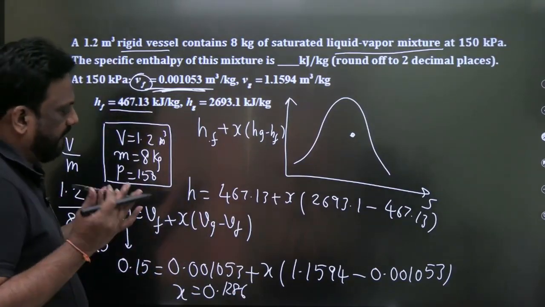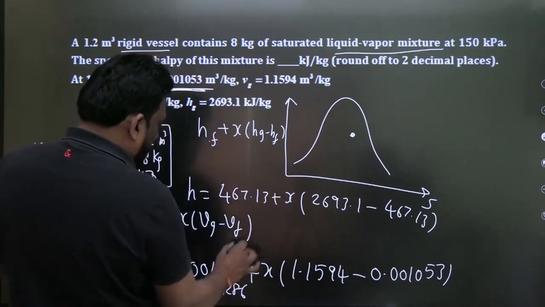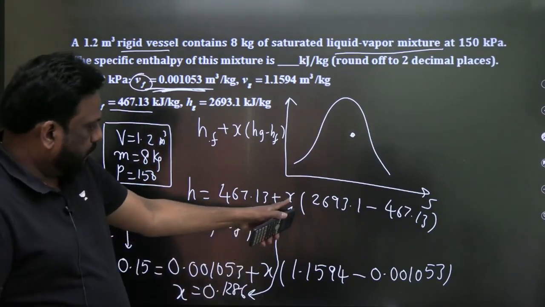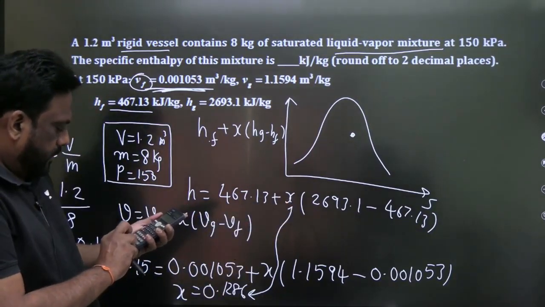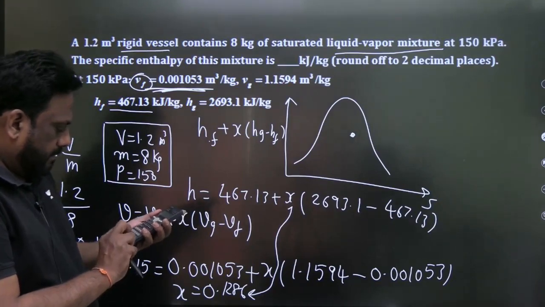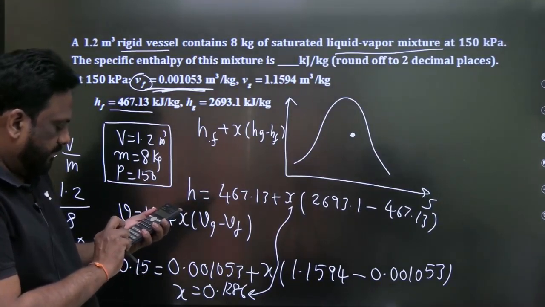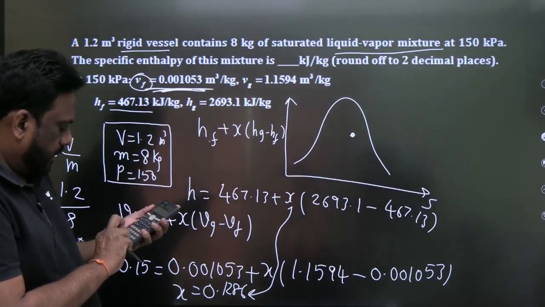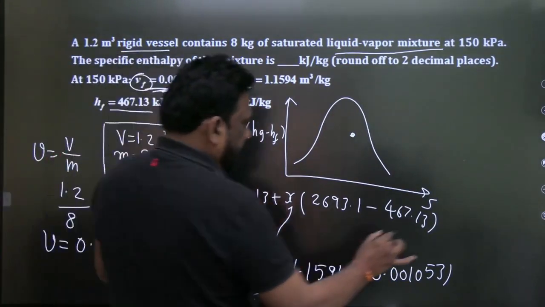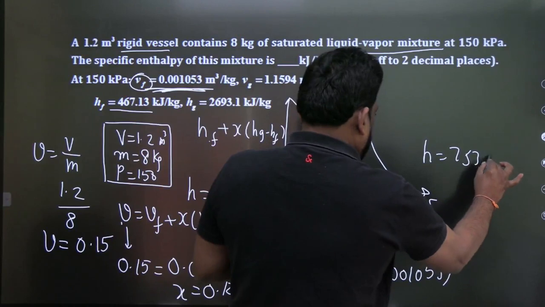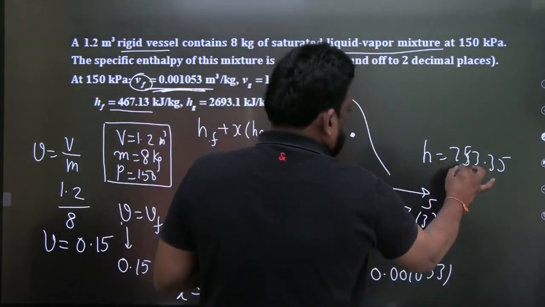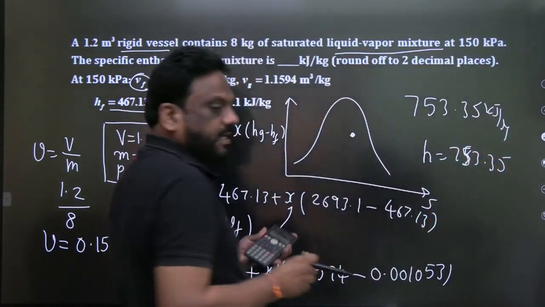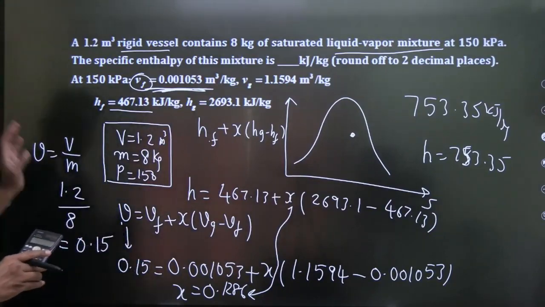Please check these values once, I am not sure. Just put the value of x here. How much is x? x is 0.1286. Put 0.1286 into 2693.1 minus 467.13, plus 467.13. Please check these values once. I am getting the enthalpy of the mixture as 753.35 kilojoule per kg. Please, it's a request to all of you, check the calculation part. Okay, this is the question.